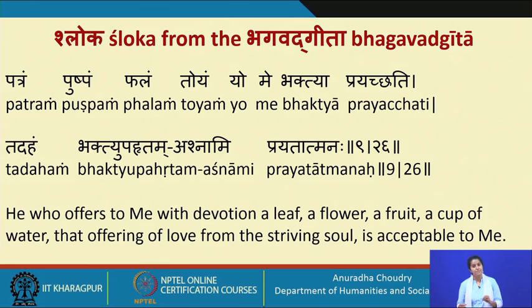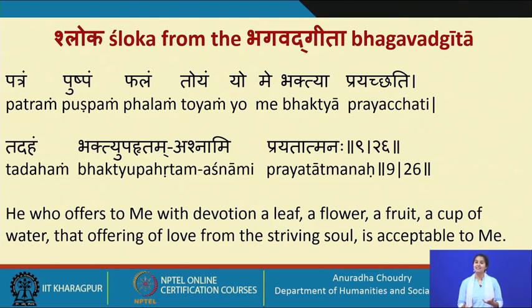So, it says, patram pushpam phalam toyam yo me bhaktya prayachati tad aham becomes tadaham bhakti upahritam ashnami prayatatmanaha. I'll say it word by word. Patram leaf, pushpam flower, phalam fruit, toyam water, yaha me with the sandhi becomes yo me, bhaktya. One who bhaktya with devotion, prayachati gives me, tat aham that I, bhakti upahritam, so, full of devotion, ashnami I accept it, prayatatmanaha one who is trying very hard to surrender. I will take whatever that person gives with devotion.